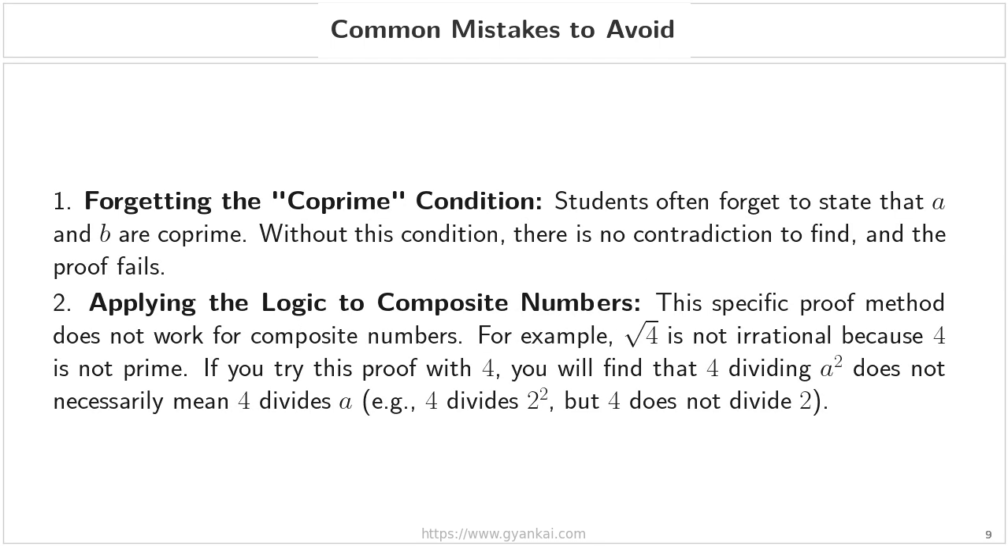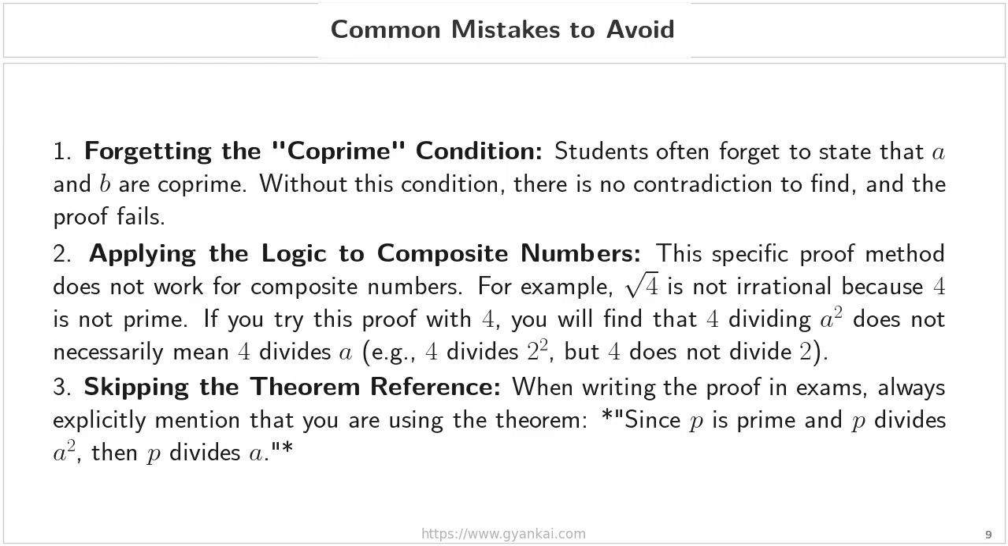Second, a very common mistake is trying to apply this exact same logic to composite numbers. Remember, this method is specifically designed for prime numbers. For instance, the square root of 4 is not irrational because 4 is a composite number. If you attempt this proof using 4, you'll run into a logical wall. While 4 divides a squared, it does not necessarily follow that 4 divides A. A perfect example of this is that 4 divides 2 squared, but 4 certainly does not divide 2. This is why the primality of the number is the engine of our proof.